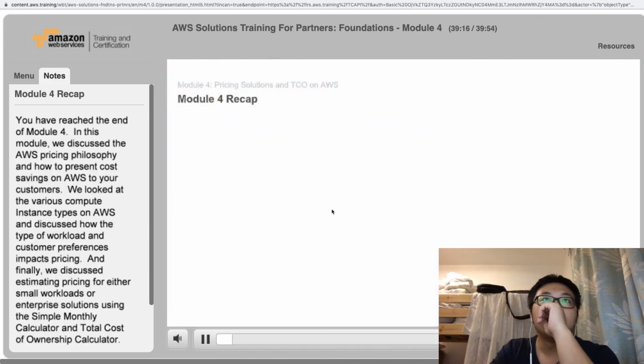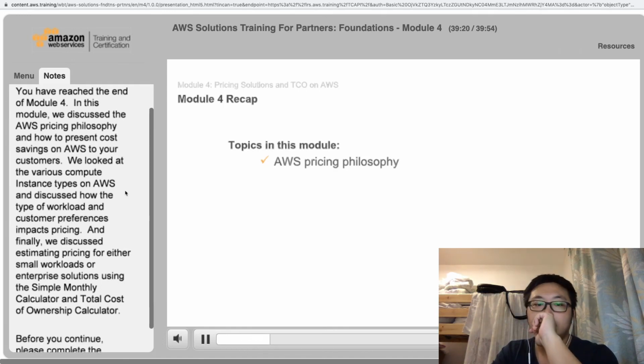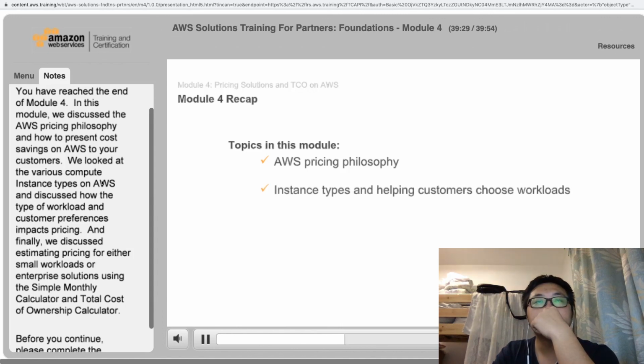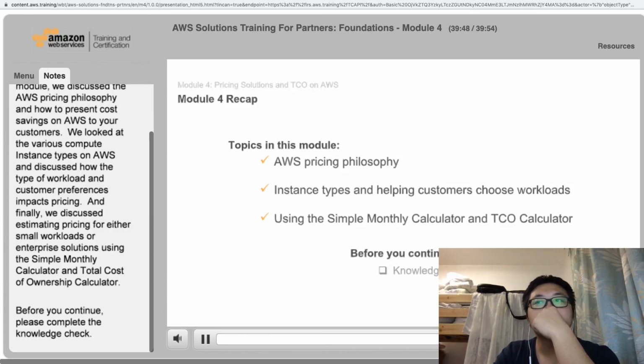We've reached the end of Module 4. In this module, we discussed the AWS pricing philosophy and how to present cost savings on AWS to your customers. We looked at the various compute instance types on AWS and discussed how the type of workload and customer preferences impact pricing. And finally, we discussed estimating pricing for either small workloads or enterprise solutions using the simple monthly calculator and total cost of ownership calculator. Before you continue, please complete the knowledge check.